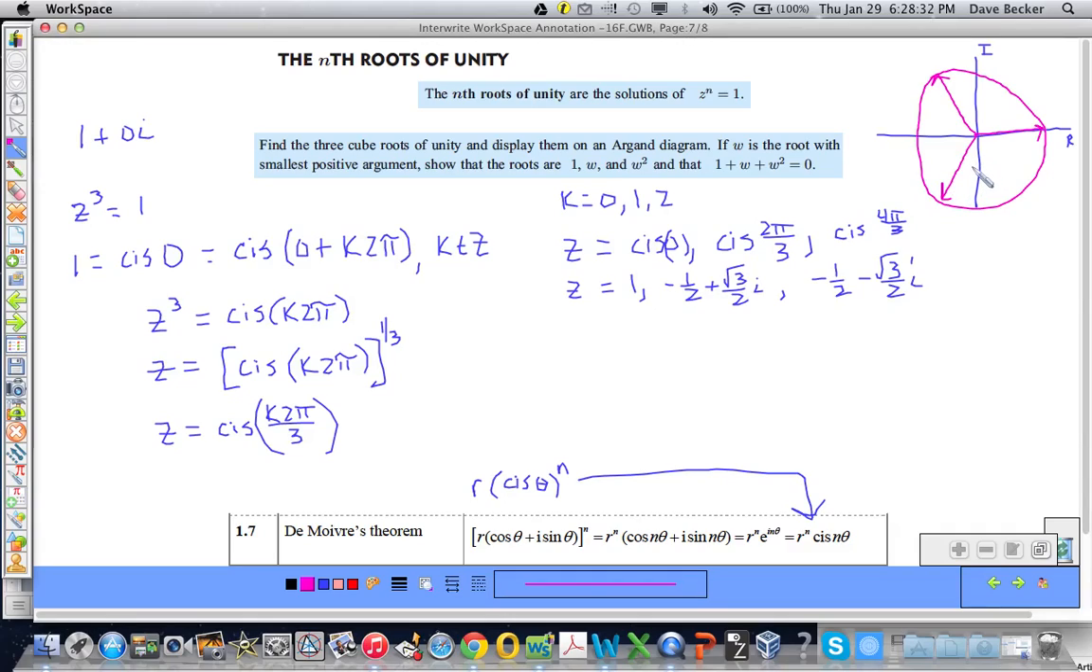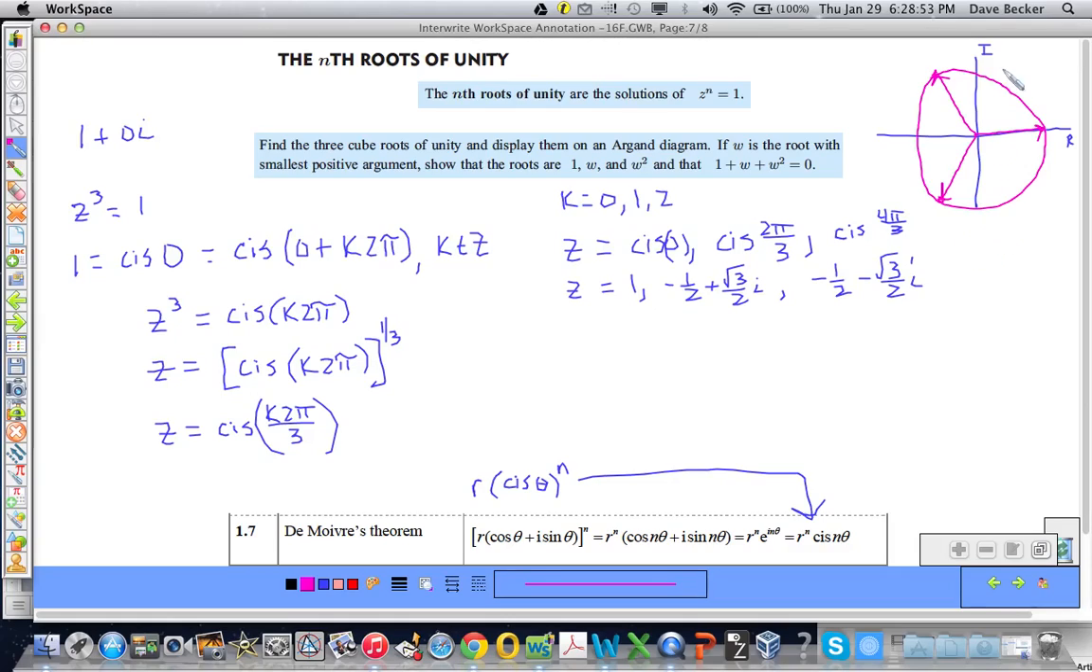And again, from here to here is the same as from here to here. They cut off the same arcs, and the distance from this point to this point is the same as from this point to this point, and from this point to this point. So we would have a regular triangle or an equilateral triangle there.